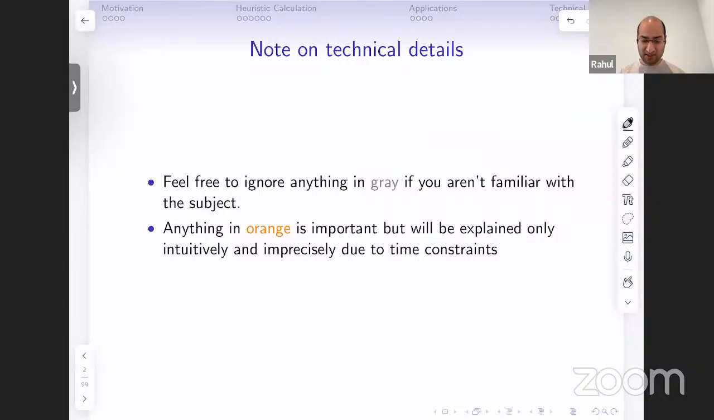I'm also going to put some things in orange, and these are very important key concepts, most of which have been touched on in previous talks. I will try not to go over them in much detail in this talk. I'll just re-explain them intuitively and imprecisely, and that's just for time constraints. So that's the orange and gray. Let's begin with the talk then.